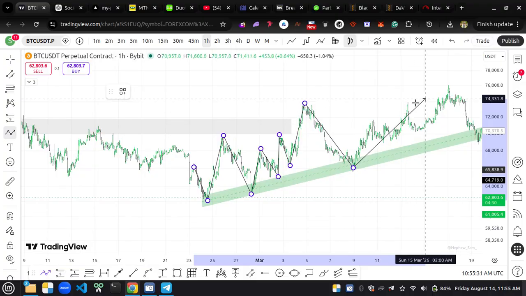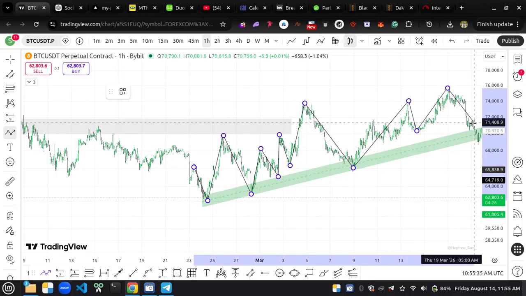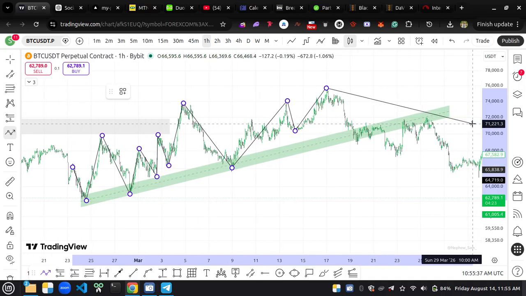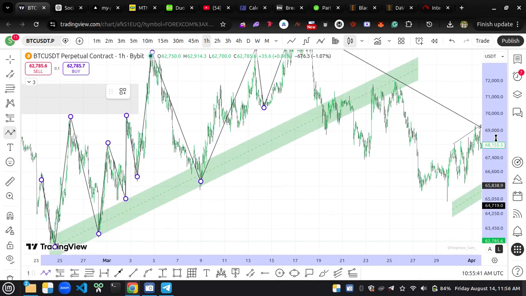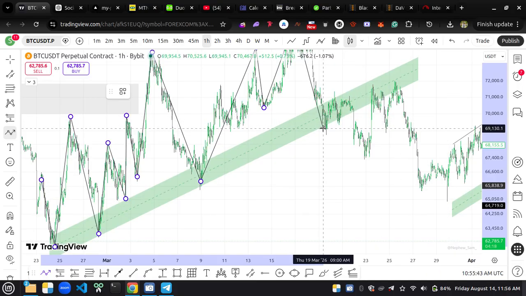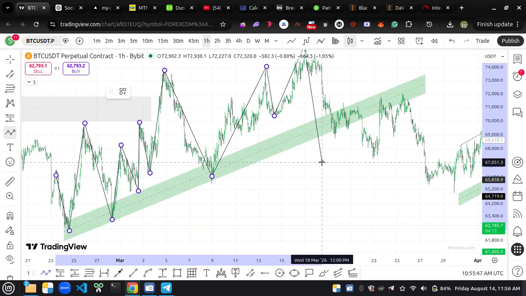Now look at it. It came back to this area, the area that we've marked out. But this time around, it broke. That means the support level did not hold again. Now look at how many times it has reacted to our support level. How many times has that been?